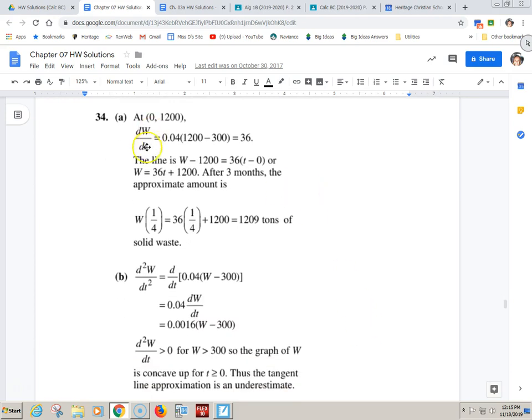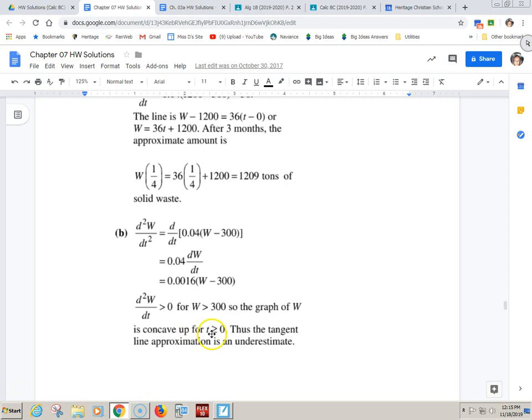Number 34. Getting back to your original equation and plugging in chuggy. You should have gotten 1209 for A. For letter B, you would have had to find that second derivative. And then you would have seen that that second derivative will always be positive if W is greater than 300. If W was less than 300, then I would have had a negative. But we were looking just for greater than 300 for the case we were looking at. So since the second derivative is positive, the original function is concave up, which means the tangent line is below. Underestimate.